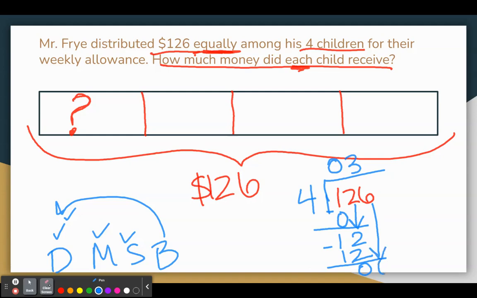Now I have 6. I have 6 ones that I need to divide into 4 equal groups. I can divide 6 into 4 equal groups 1 time. So now we divided. Now we need to multiply. 1 times 4 is 4. So we're going to subtract 6 minus 4, which is 2. Right? Now we have 2 left over.